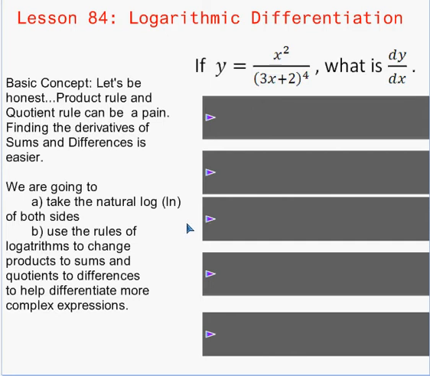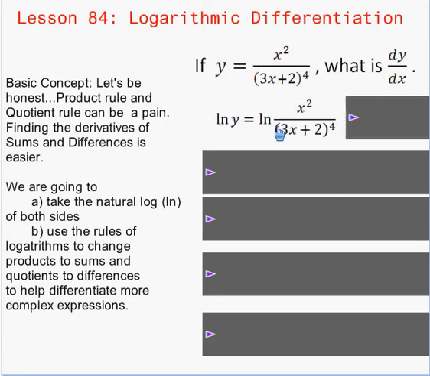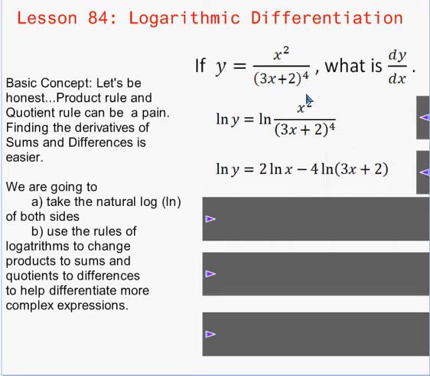So let's go ahead and try it with this one, which wouldn't be too hard using the quotient rule and the chain rule, but we're going to look at this using this logarithmic differentiation. So the first thing we're going to do is take the natural log of both sides. We have the natural log of a quotient, which means we can do the natural log of the top minus the natural log of the bottom. At the same time, we have these powers, and we can use the power rule. The 2 can come out front, and the 4 can come out front.